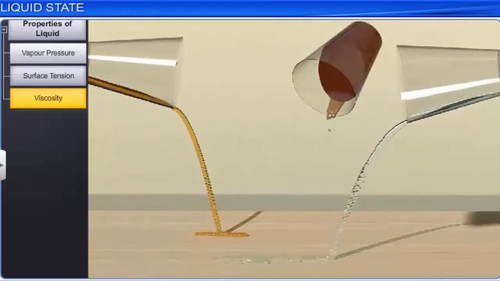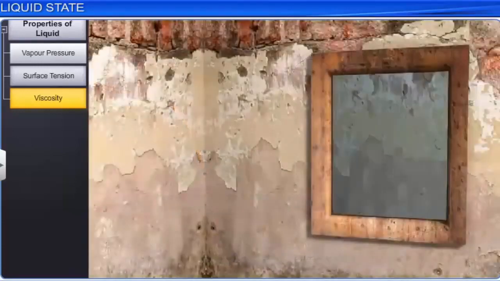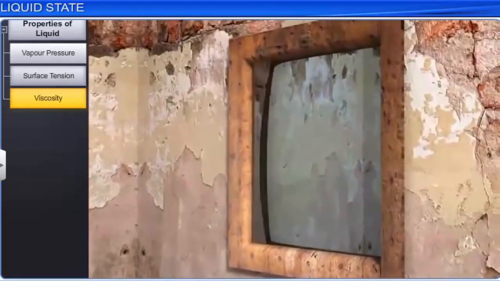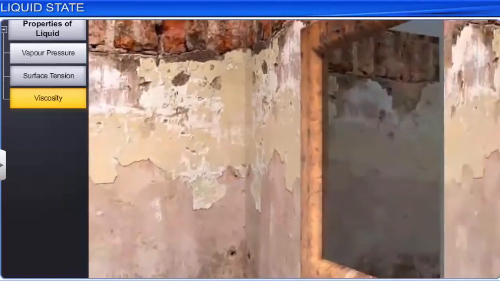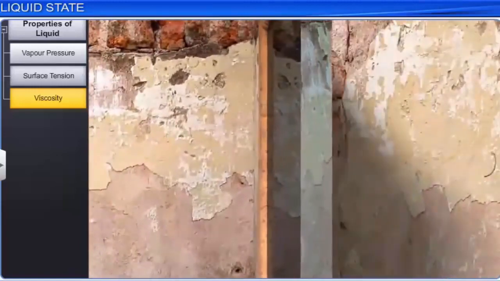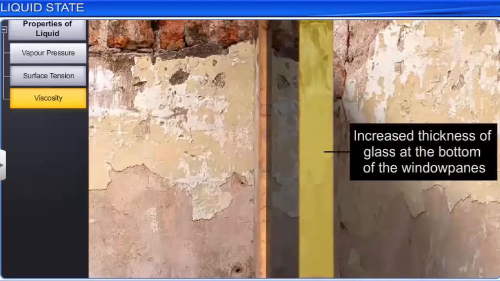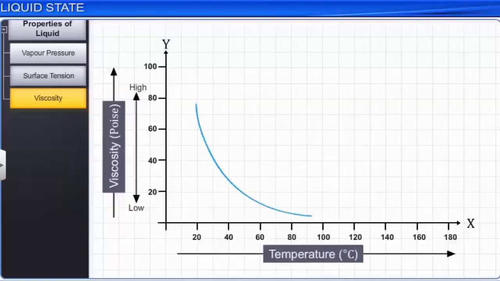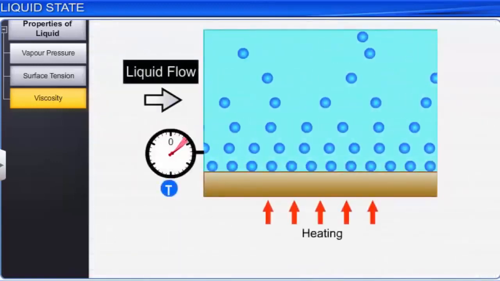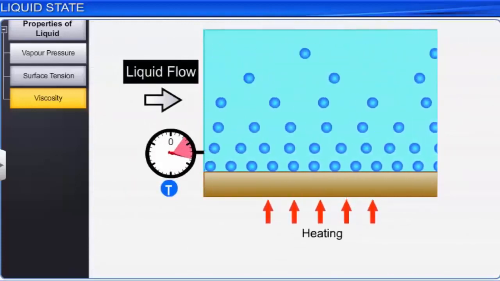An example of a highly viscous liquid is glass. Glass is so viscous that it would take years to move a few inches. The mobility of glass can be noticed by measuring the increased thickness of the window panes of old buildings at the bottom of the window pane. An increase in temperature decreases the viscosity of liquids. At high temperatures, the molecules have high kinetic energy to overcome the intermolecular forces, thus allowing the liquid layers to pass over each other.